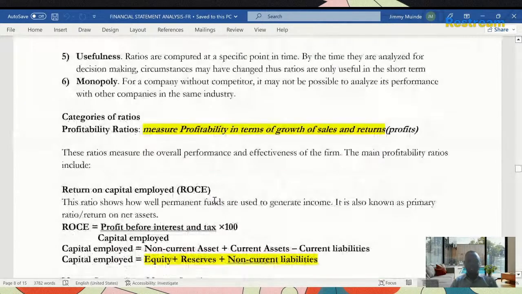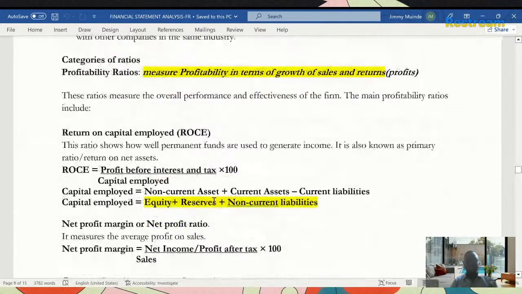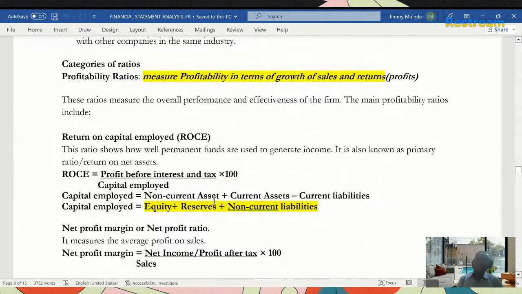So we go to the categories of the ratios, and looking at my screen, the first ratio is the profitability ratio. We say these measure the overall performance and effectiveness of the firm, which is basically their ability to generate sales and returns. This includes return on capital employed. Return on capital employed shows the amount of earnings that can be derived out of the capital that is employed by the owners of the business and also the non-owners of the business.